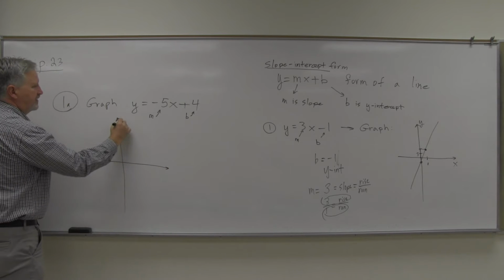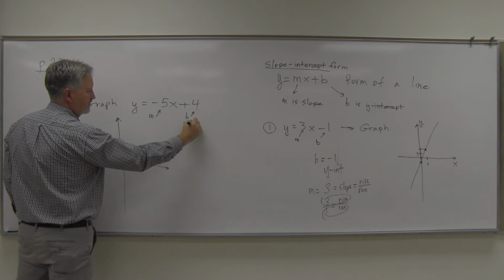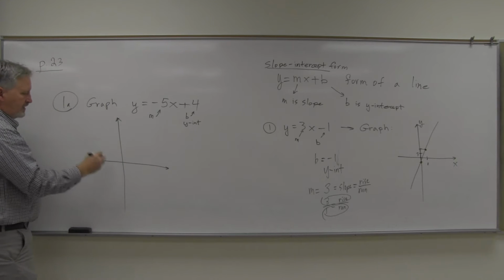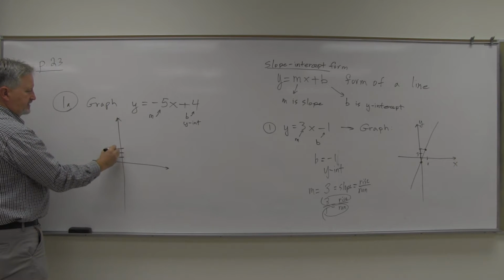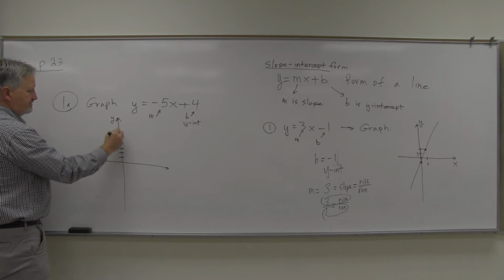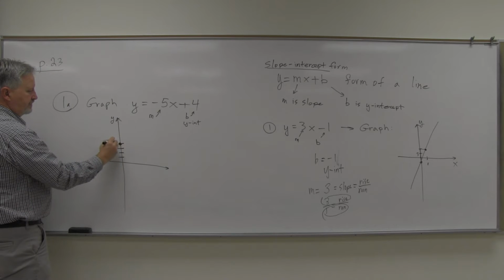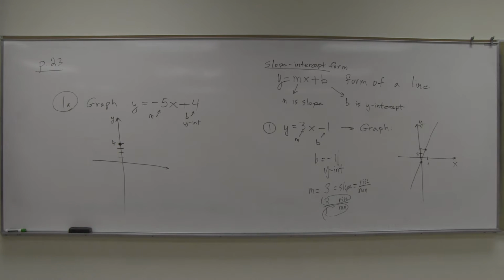How can I use that? Well, the b, that's the y-intercept, so in this case it's crossing up above the x-axis, on the y-axis at 4. Y-intercept's 4. Got 1 point.